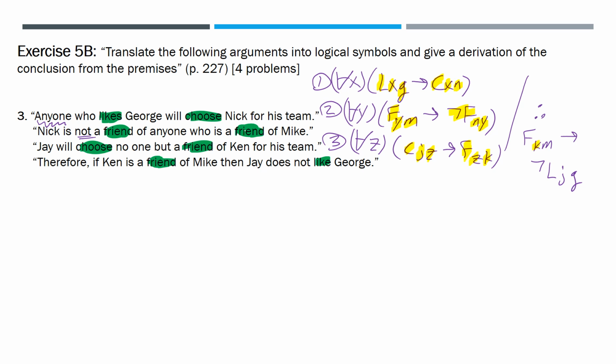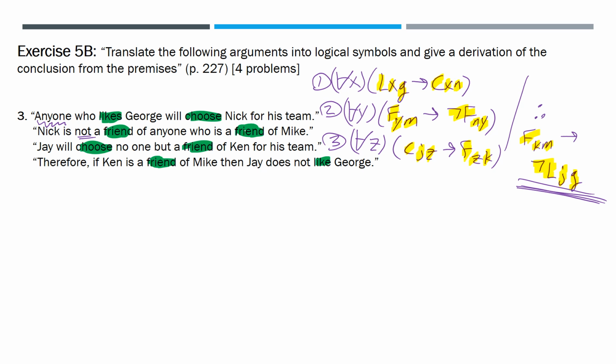If Ken is a friend of Mike, then J does not like George. A lot of universal instantiations are going to happen. There are 3 variables, x, y, and z, so we have to be careful what we substitute for what. Obviously, we want to end up at this conclusion. There are different ways to go about this in terms of your strategy. Obviously, you want to think ahead.